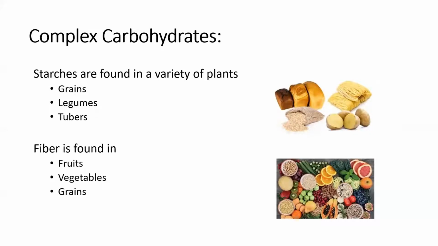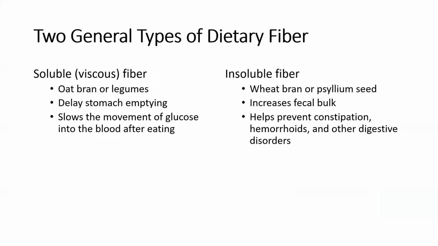Fiber is found in fruits, vegetables, and grains that are non-processed. A key there, not processed. So that orange juice that you drink is not a fruit. It does not count as fruit. Your V8, don't count that as your vegetable. You're missing out on a ton of fiber that is a carbohydrate, but it's not a carbohydrate that we can digest and use for energy.